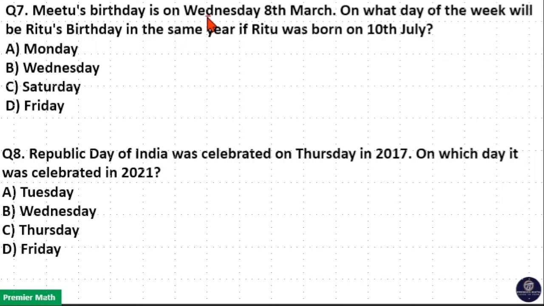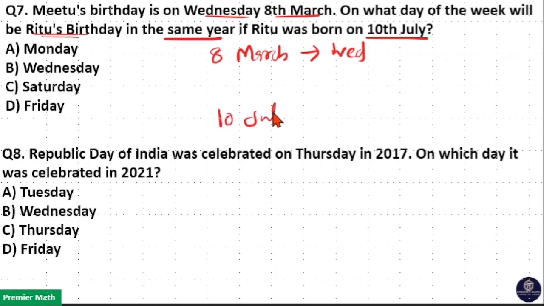Mithu's birthday is on Wednesday 8th March. On what day of the week will Ritu's birthday be in the same year if Ritu was born on 10th July? Here it says that 8th March is Wednesday. Now we have to find out what day is 10th July. To find that, first we have to find the difference in days between 10th July and 8th March.